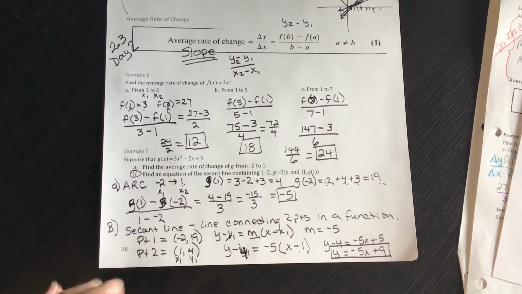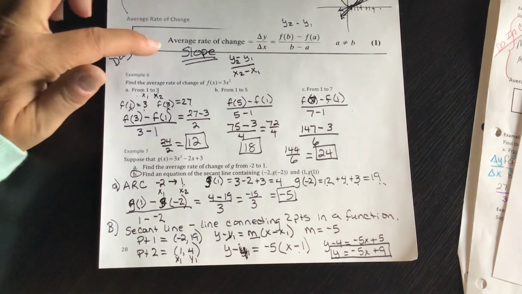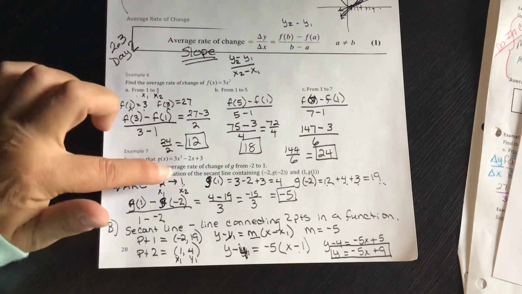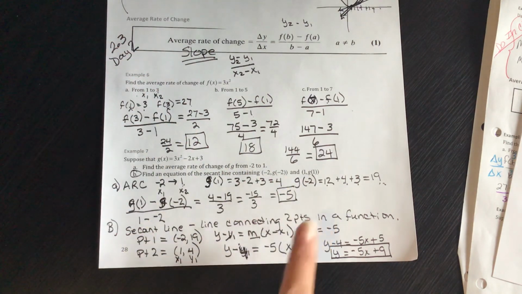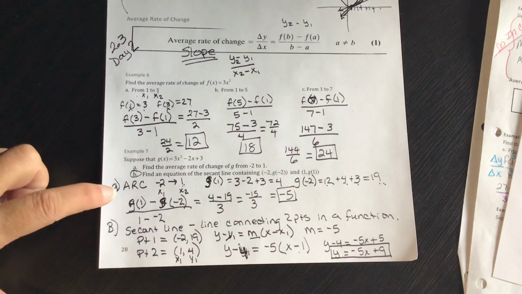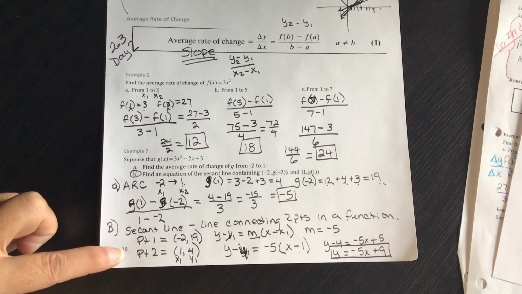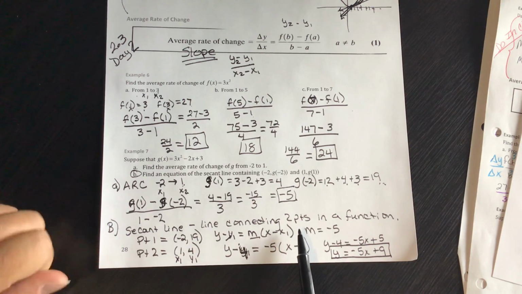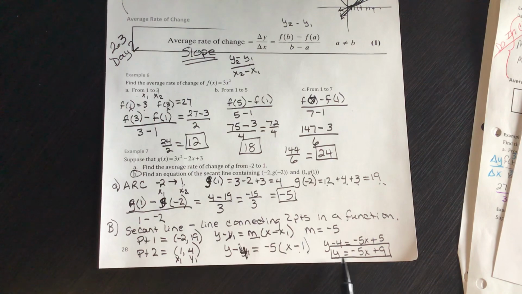Okay, so that sums up this quick lesson, working with the average rate of change, calculating slope, which is what the average rate of change is, and we can use that information to write an equation of a line, and they call that the secant line going through 2 points on a function, and that's what we did here.